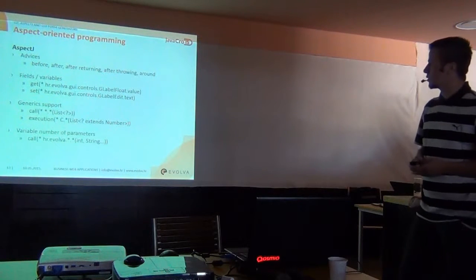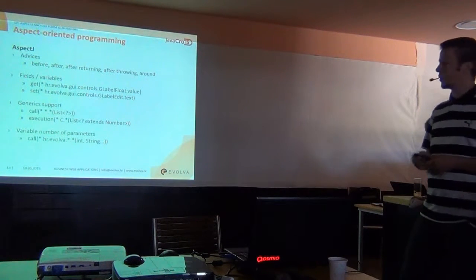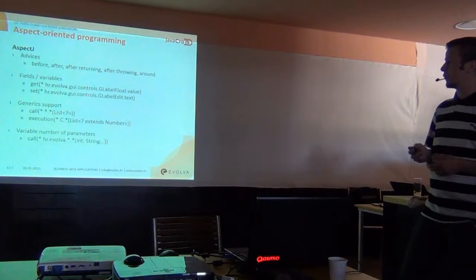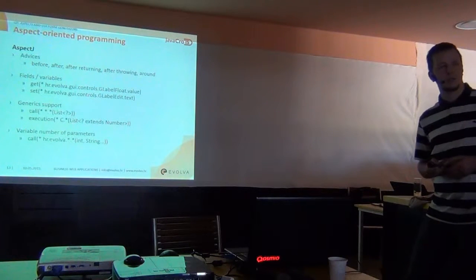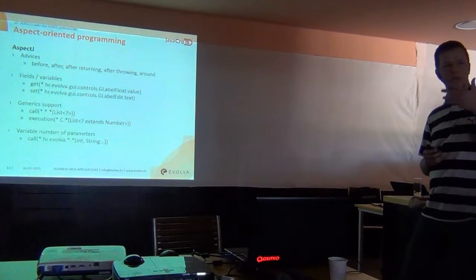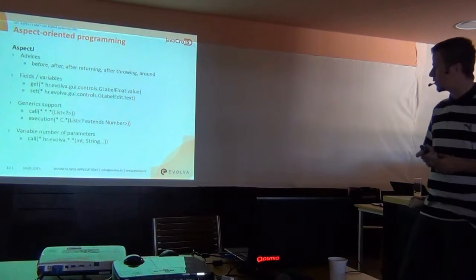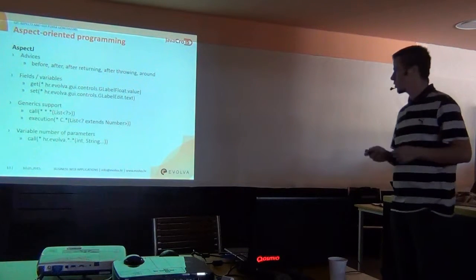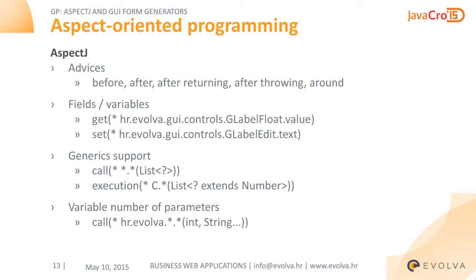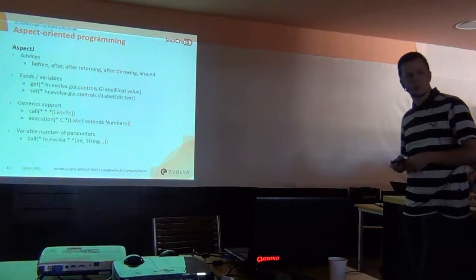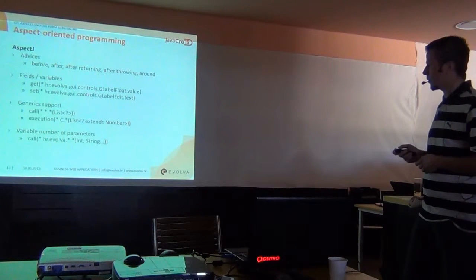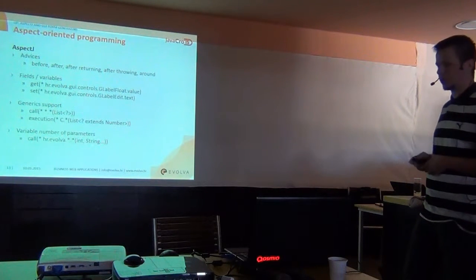AspectJ also supports a few different kinds of advices. The most commonly used are before, after, and around. So we can define some code to be executed before some function. We can define some code executed after the function or around it, so both cases. We can use variable gets and sets. Here's an example of how you can match every set of variable text in the class glabel_edit. We can use generics. In our definition of pointcuts, we can use generic parameters, and we can also use a variable number of parameters.